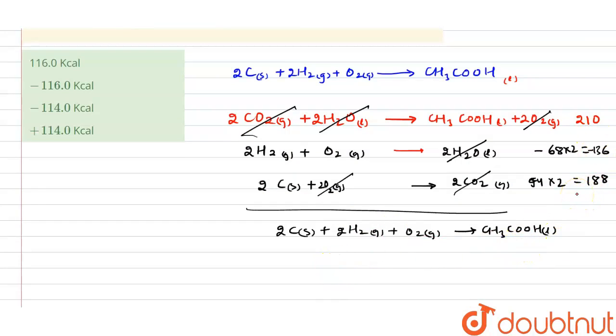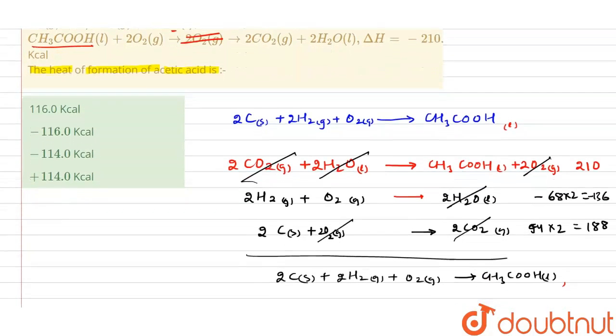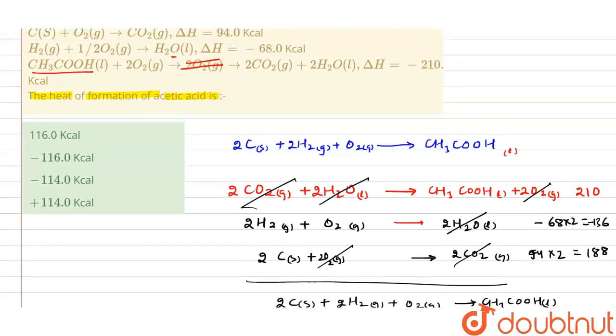Two values are already positive, that is 210 and 188. So that will be added. When 210 is added with 188, it will be 398, and that is subtracted by 136. So the final answer is coming out to be 262. That means something is wrong.